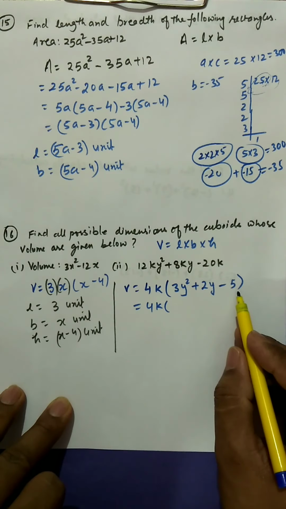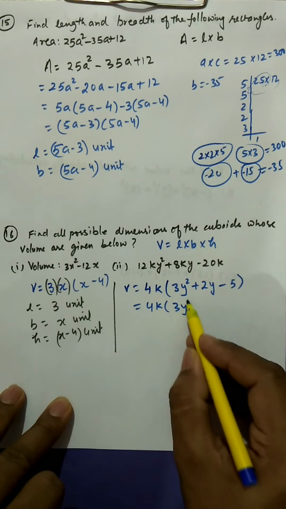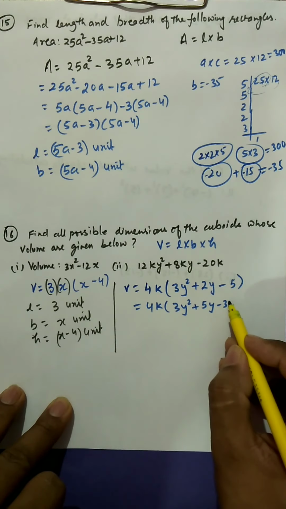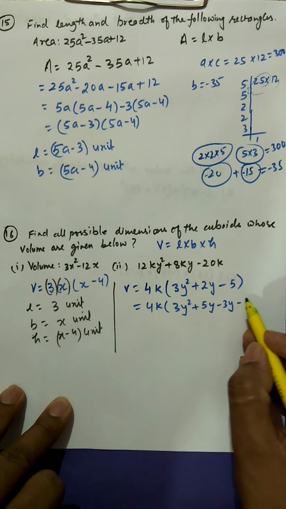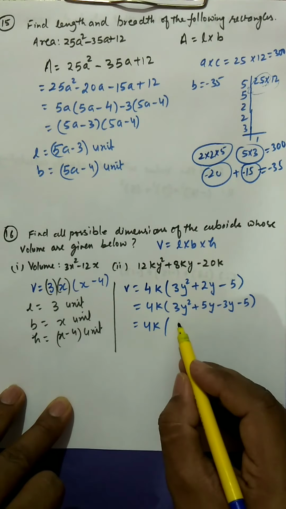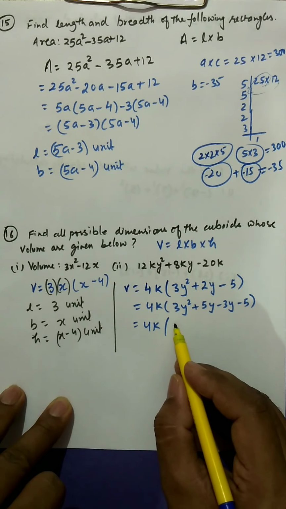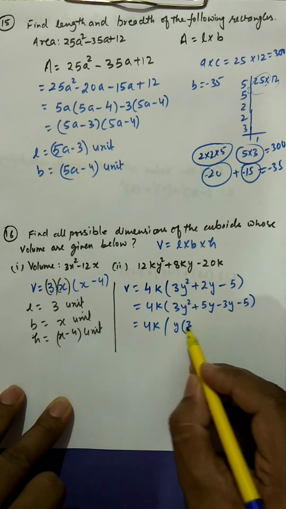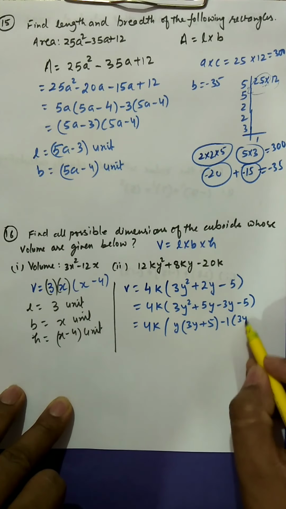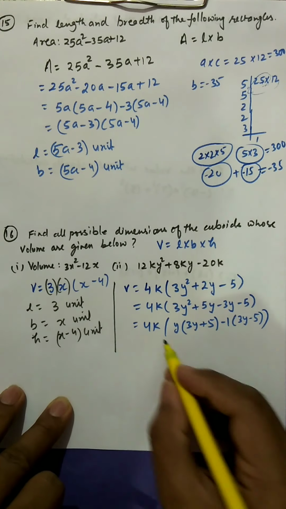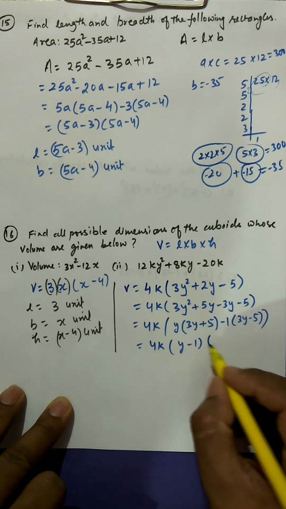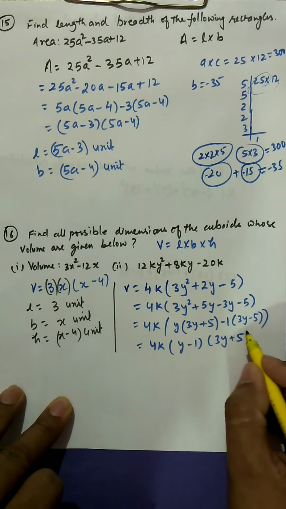3 times 5 is 15 and 3y square, so you can write this as 5y minus 3y, and the constant as 5. So this is 4k. From 3y, you can take y common, so y you take, then 3y plus 5. Here minus 1 you can take common, 3y minus 5. So this will become 4k, and this will be y minus 1, and this is 3y plus 5.